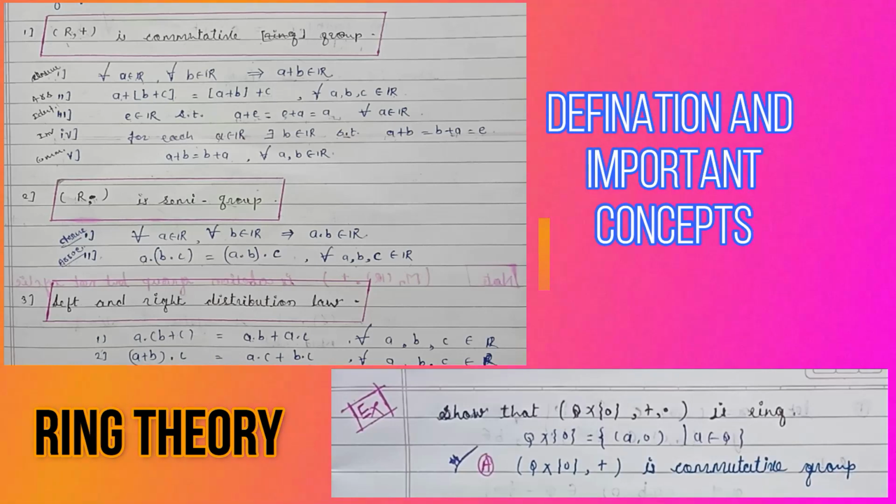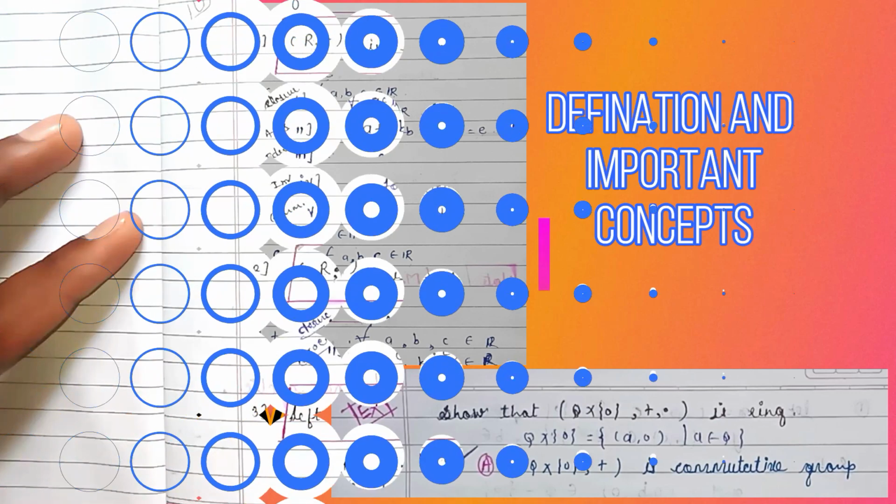We have started a lecture series on ring theory and other subjects too. In my today's video, I will explain one question. It is very important in ring theory: we have to show that a certain group satisfies all the properties of a ring. Okay, now let's get started with today's lecture. I will explain how the solution looks like.